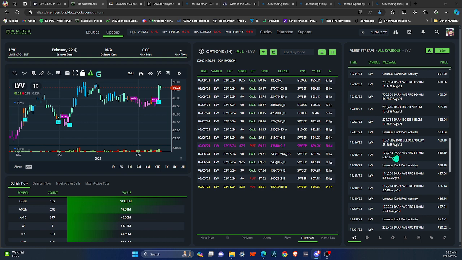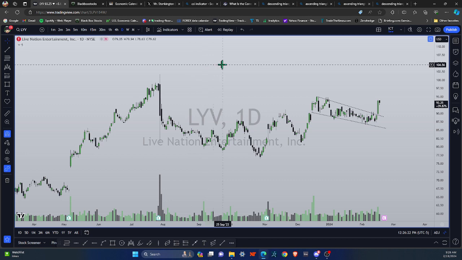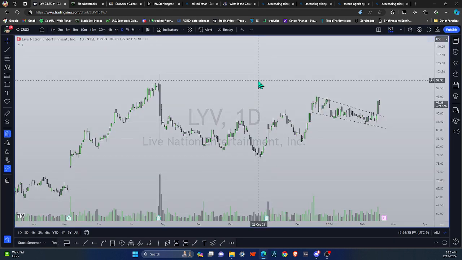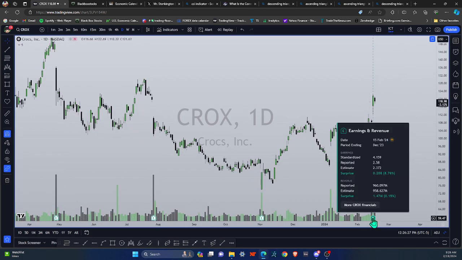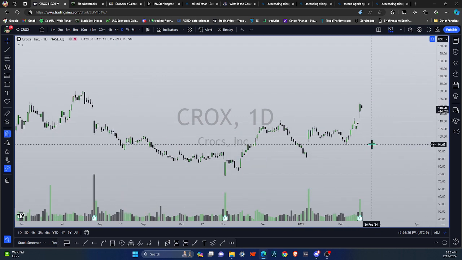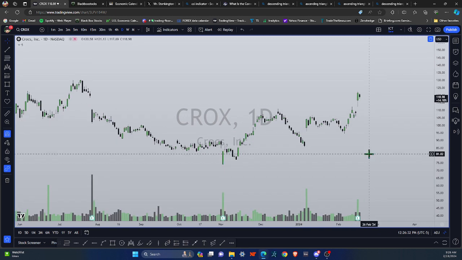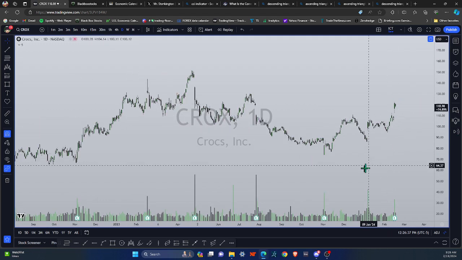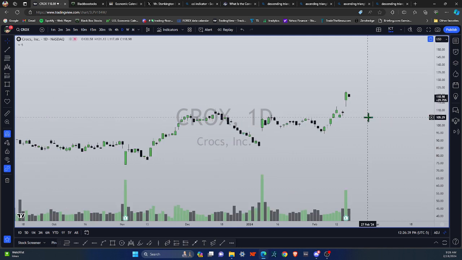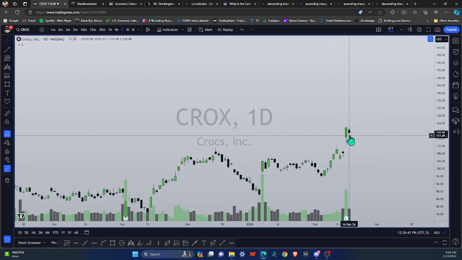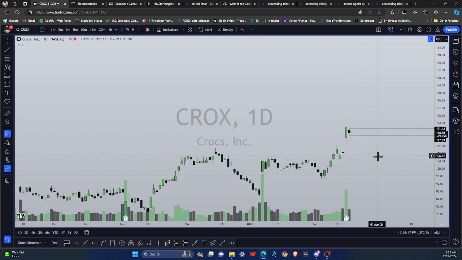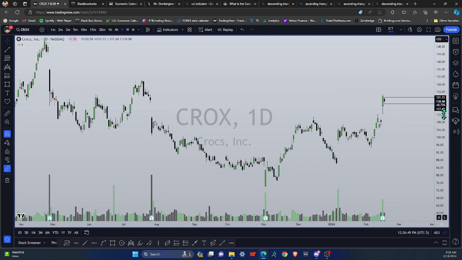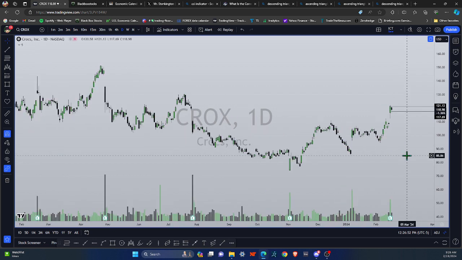So yeah, LYV, I'd be focusing on dark pools, and then Overtrade wanted to take a look at Crocs. Let's check that one out. Okay, so Crocs popped off earnings. Let's see. So now you've got a daily inside bar. If you're trying to do a shorter term trade, you could be setting your alerts here and here, if you just wanted to see a break outside that inside bar.